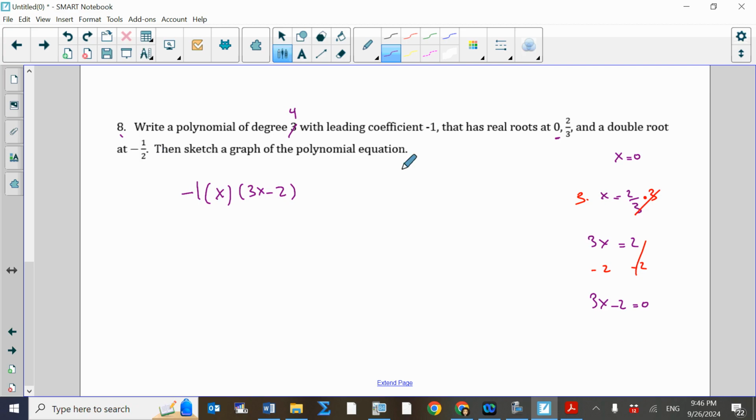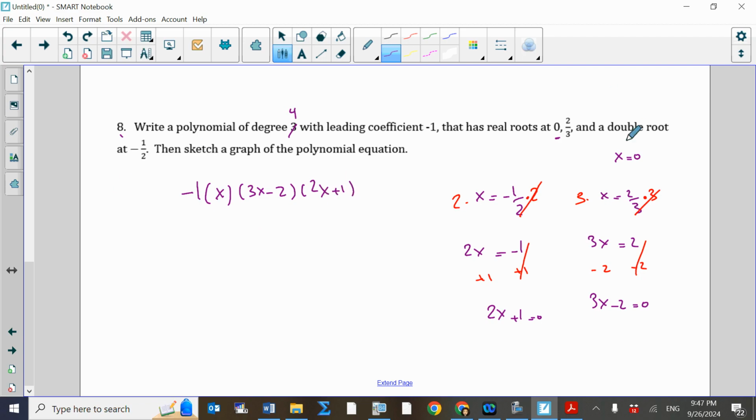And the last one is negative 1 over 2. X equal to negative 1 over 2. Multiply both sides by 2. You're undoing this and going backward. So we have 2x equal to negative 1. And now just add 1 to both sides. And 2x plus 1 equal to 0. So this is the factor that created this one.